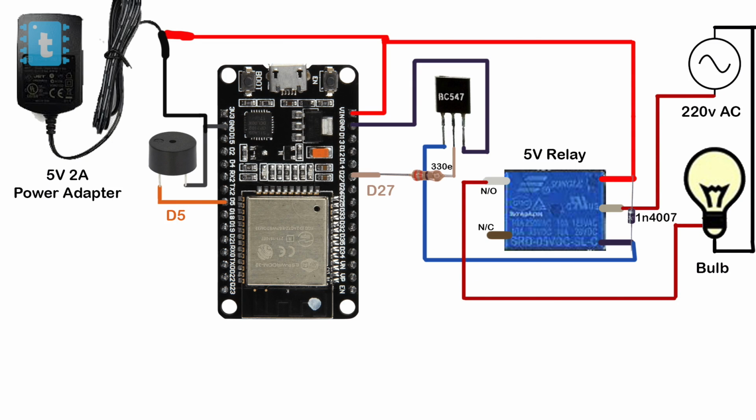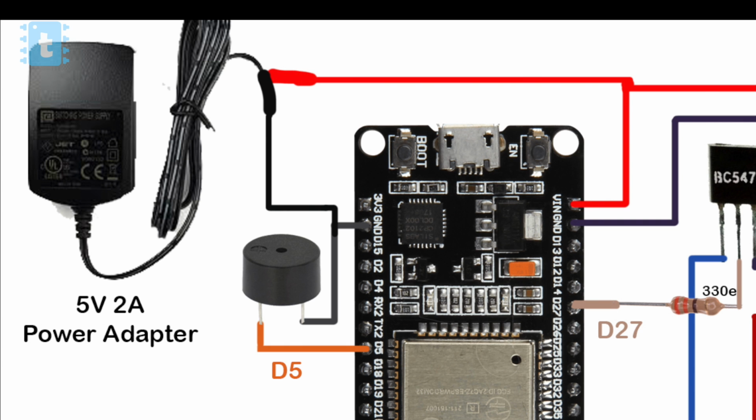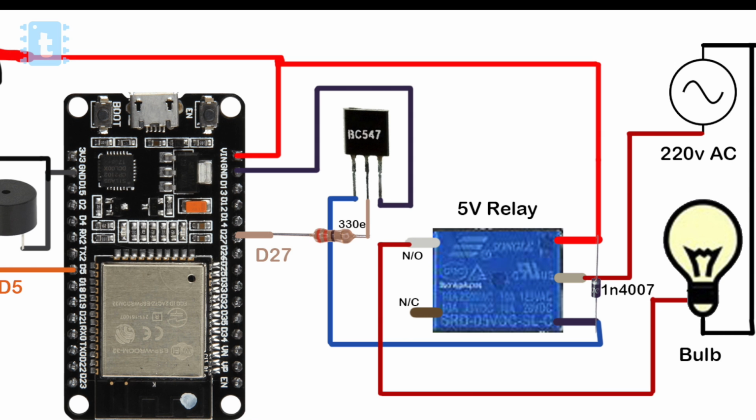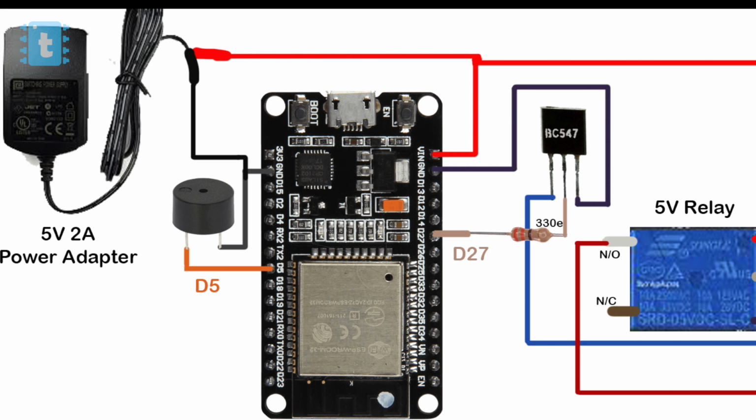Now here I have used this 5V 2 ampere power adapter, which is sufficient for providing power to all 16 relays. In the circuit diagram, I have shown the connection of only one relay with ESP32 so that the diagram looks neat. But with the similar connections, you can attach up to 16 relays at 16 different pins of ESP32. And I also attached one buzzer at D5 pin, which will give feedback of internet connectivity.